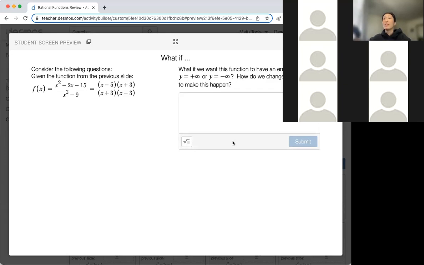So what if we want this function to have an end behavior of positive infinity or negative infinity? Okay, so as we go through today's lesson, I want you to keep those questions in mind, like how do we make that happen? You can go back. You don't have to turn this assignment in for a grade, but you can come back and use this to review the content that we learned today. Okay.